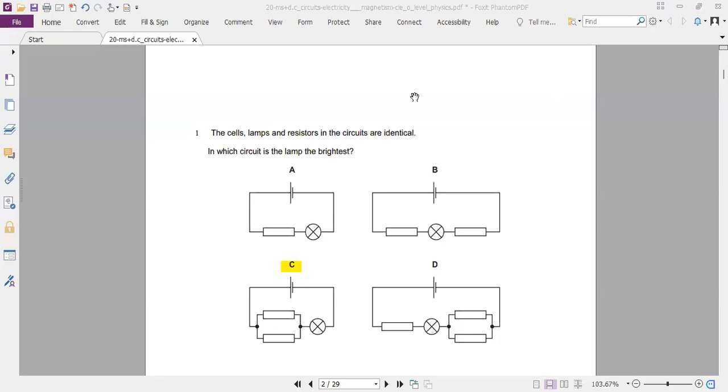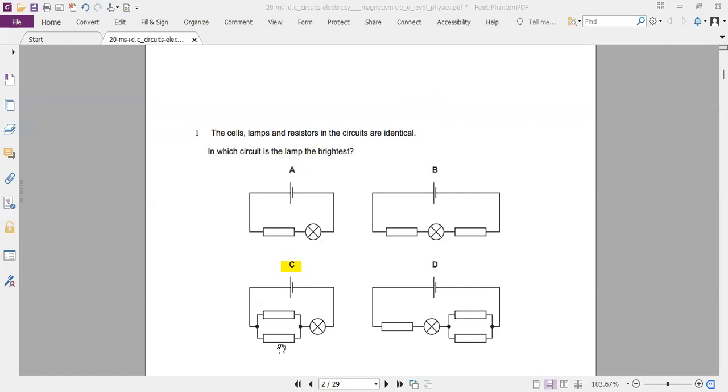So in this, we will look at some circuits and related questions. Question number one. This is a DC circuit booklet. If you do not have it, I'm planning to send it in the group. So number one says, in which circuit the lamp is brightest? The lamp is brightest when it gets maximum current.